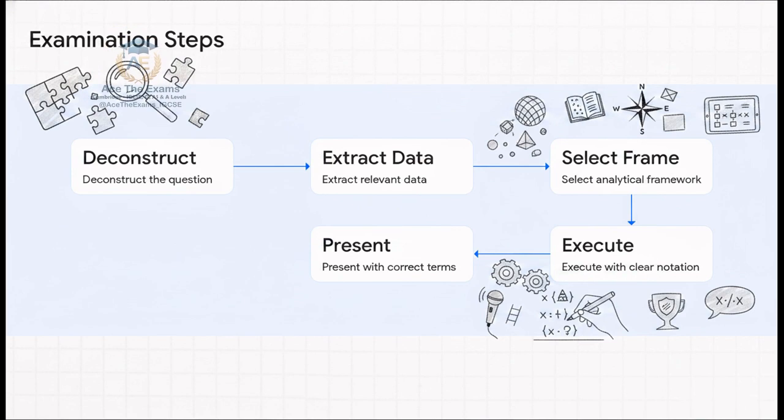Step 3, select your analytical framework like the Peel method we just talked about. Step 4, execute with clear notation, writing out your logical steps clearly. And Step 5, present with correct professional terminology. Following this exact standardized sequence ensures you never, ever miss those crucial method marks, no matter how weird the question's context is.